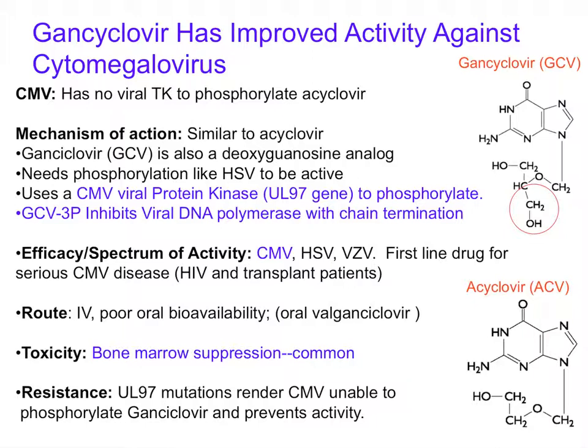The mechanism of resistance, which is important to know, is that you can have mutations in the protein kinase, which render it unable to phosphorylate ganciclovir. And that's essentially what's known as the UL97 mutations. The important concept here is that similar to the mechanism of resistance for acyclovir, the resistance occurs when the virus develops mutations in their respective kinases, and the drug can no longer become phosphorylated and can no longer become activated, and therefore cannot function in their role as viral DNA polymerase inhibitors.